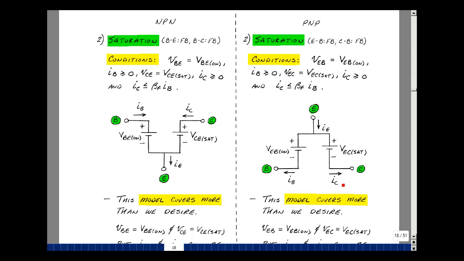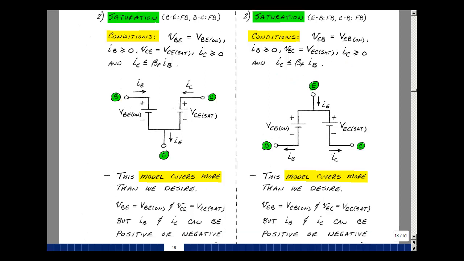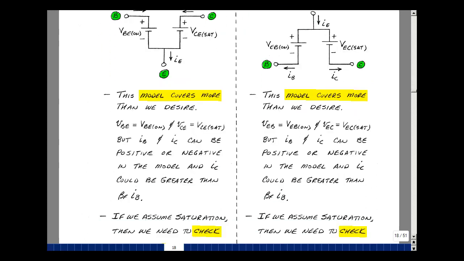For the PNP, flip the model around, show the emitter on the top and the base and collector on the bottom. I'm reversing the direction of this voltage source, now between the emitter and the base, and then this voltage source between the emitter and the collector. We need to check that I sub B is greater than or equal to 0, I sub C is greater than or equal to 0, and that the ratio of I_C to I_B is less than or equal to beta F. And all this is at the bottom of the page.